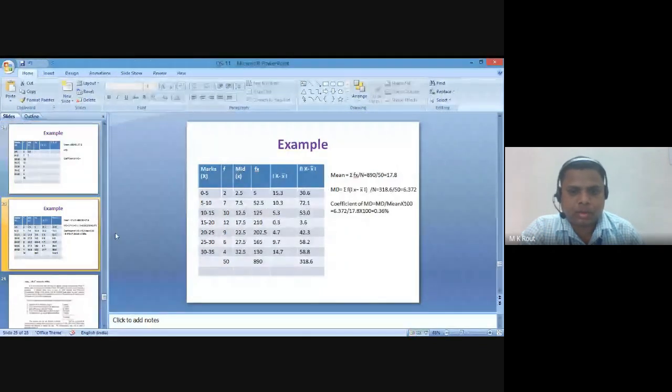So here we have calculated the mid value. Then we calculate f into x for calculating the mean. For the mean, the formula is summation of fx divided by n. Here summation of fx is 890 divided by 50, that equals 17.8. Then we calculate the mean deviation, which equals summation of f into modulus of x minus x bar divided by n. Here we got the value 318.6. Those who have not finished, just note down the summation of the last column, that is 318.6 divided by 50, that equals 6.372.